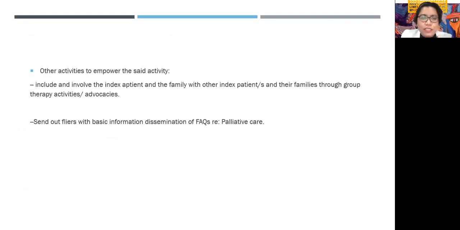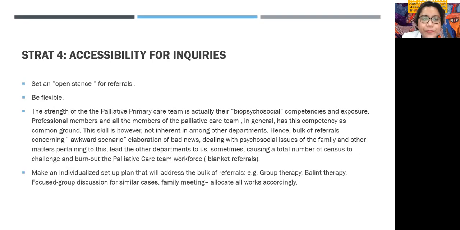Other activities to empower the said activity would be to include and involve the index patient and the family with other index patients and their families through group therapy activities or advocacies. And we can send flyers and basic information dissemination through frequently asked questions. Strategy 4, accessibility for inquiries.